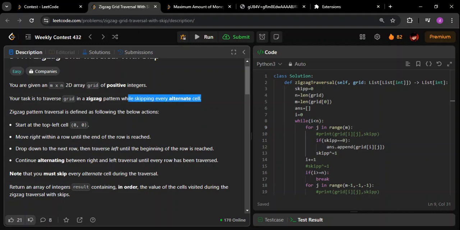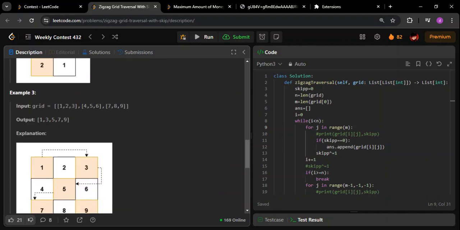Okay, that is what they're going to mention next. Note that you must skip every alternate cell during the traversal. Return an array of integers result containing, in order, the value of the cells visited during the zigzag traversals with skips. Okay, so let us go through some big matrices.